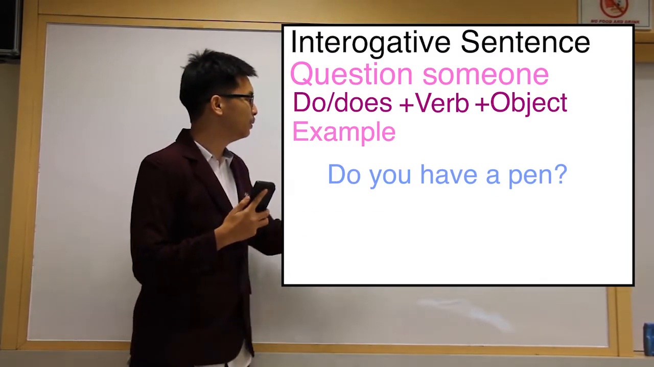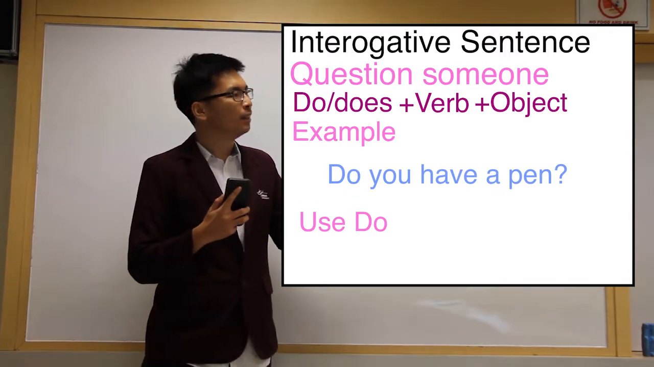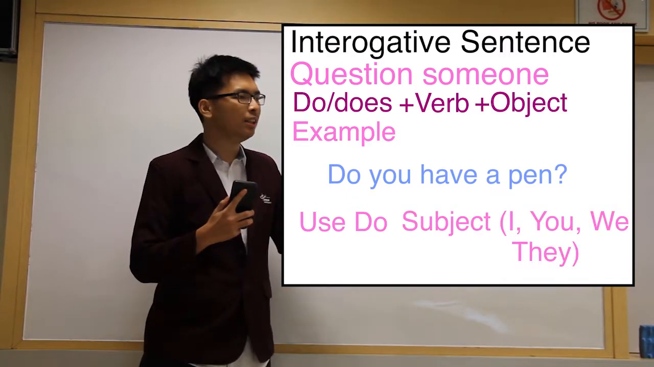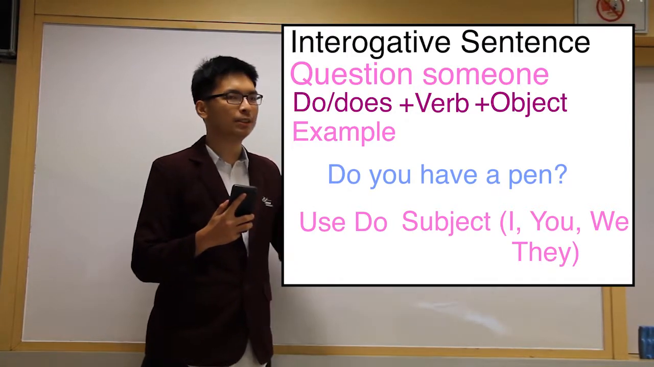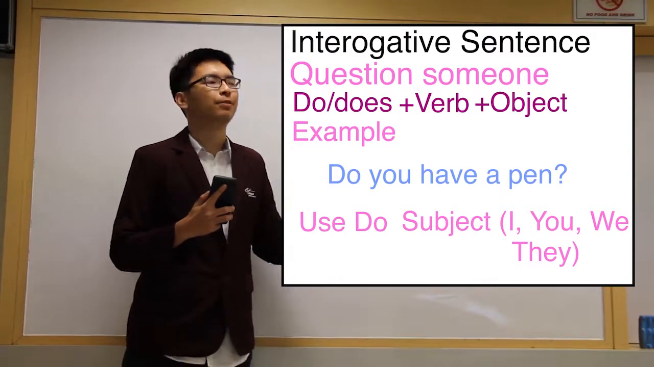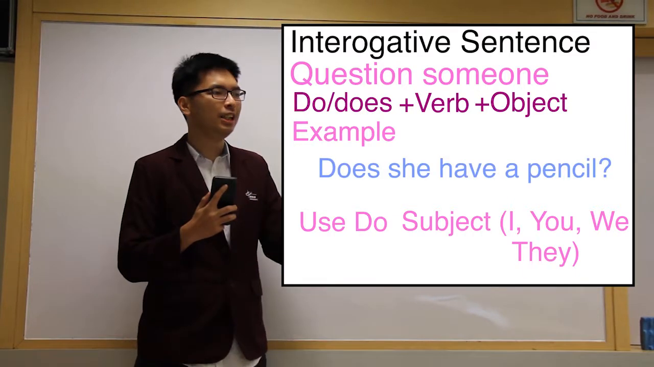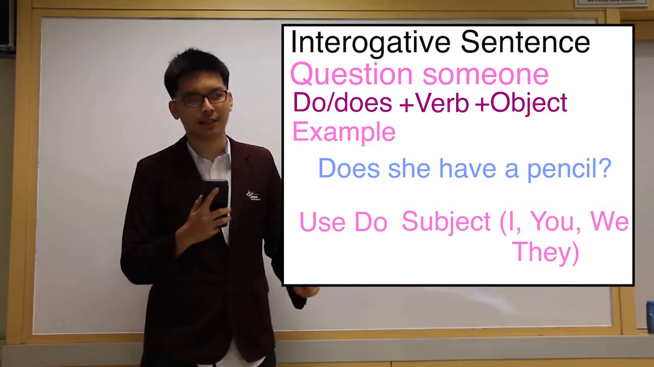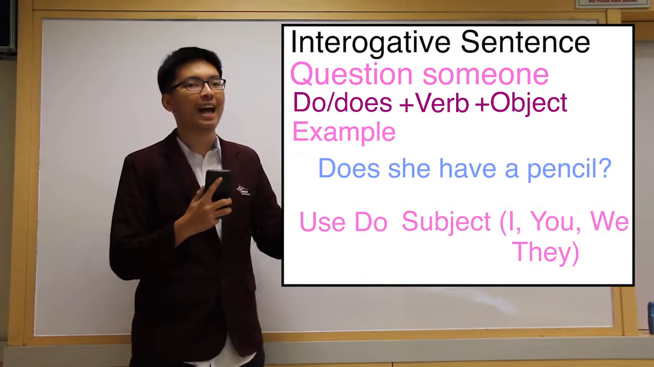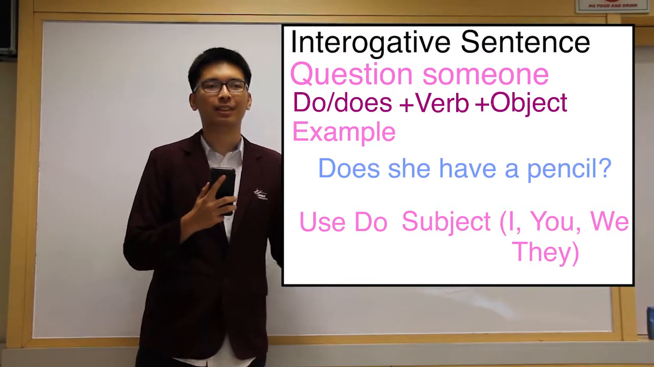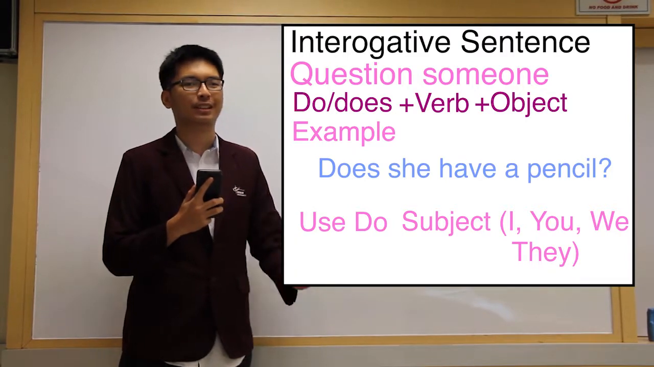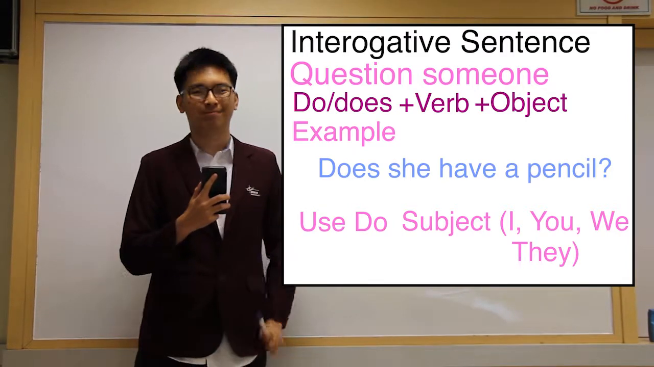If we're going to use do, it's going to be using the subject I, you, we, they. And remember, the verb will always stay as verb 1. For example, does she have a pencil? It's not, does she has a pencil? You have to pay attention to that sort of difference when it comes to the simple present tense.